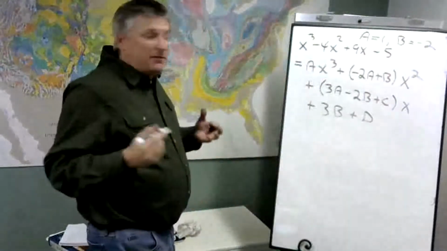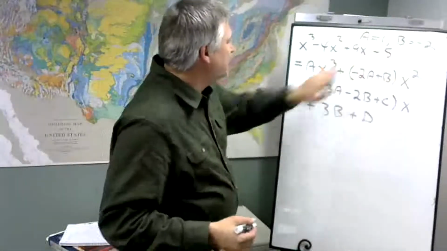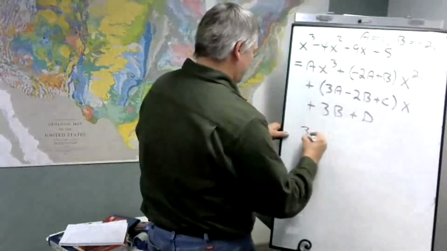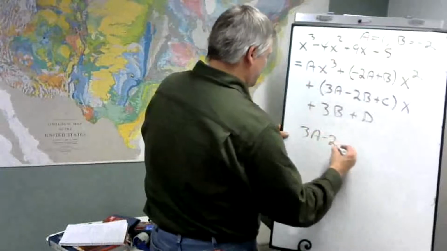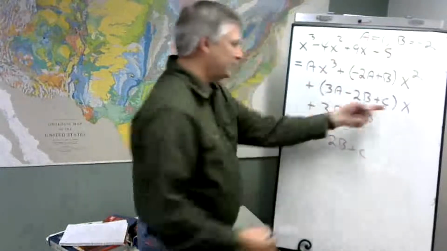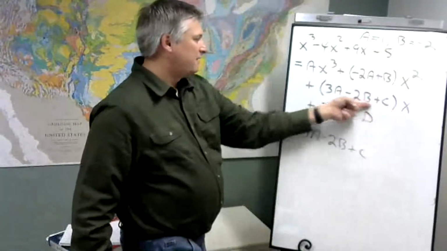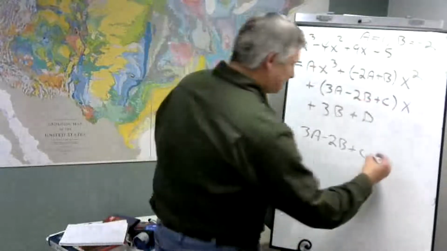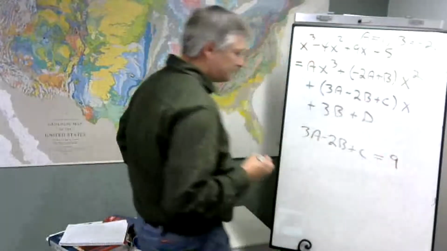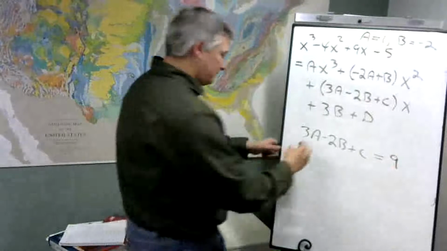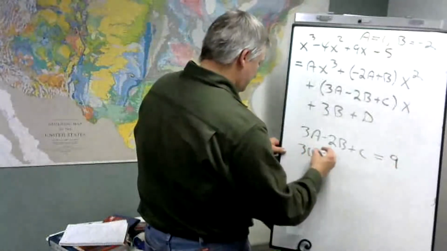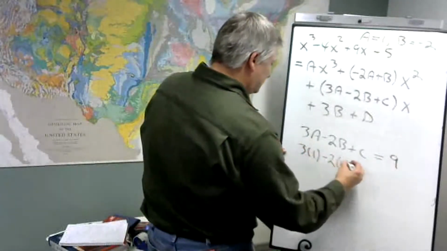So now we got to deal with this x here. So we have a 9 here. We have 3a minus 2b plus c. That's for this x term. This has to equal that 9. Now we know a and b. a was 1, and b was -2.